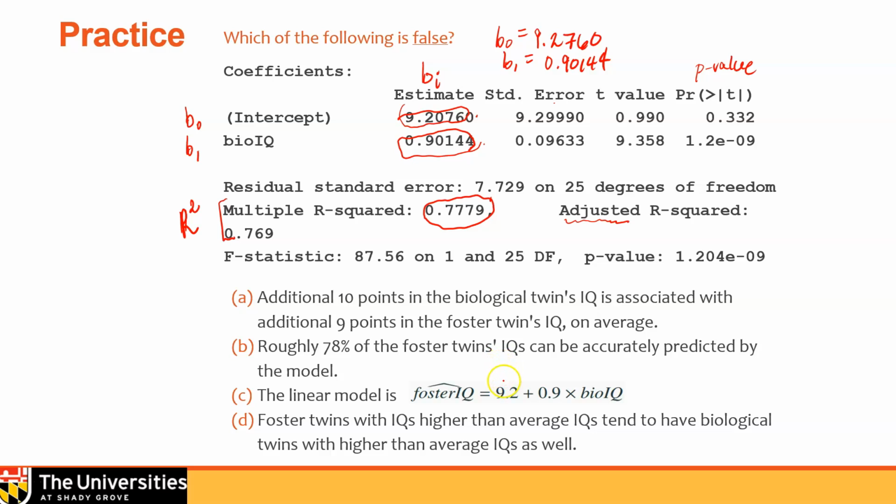Our linear model, using this information, is going to be that the foster IQ, that's what we're predicting, is equal to the intercept, 9.27, plus the slope, 0.9, times the bio IQ. Okay, so that's the model that we've got here.